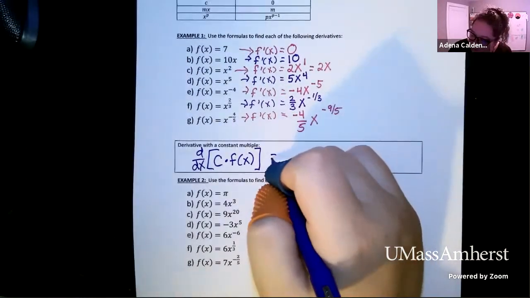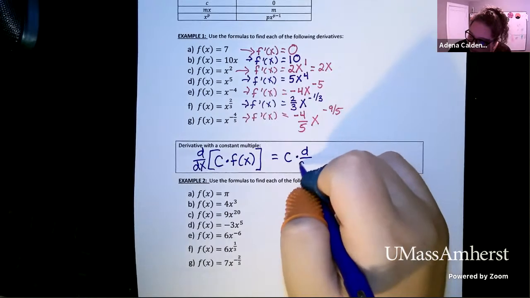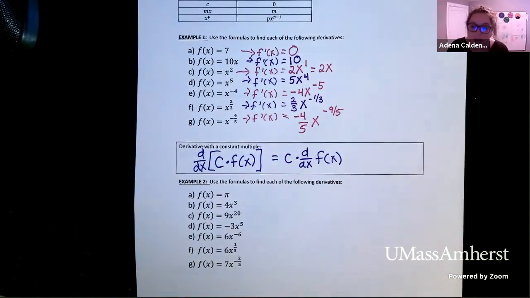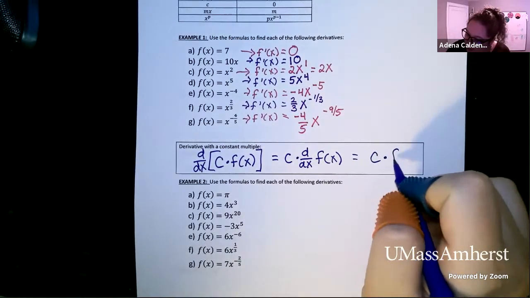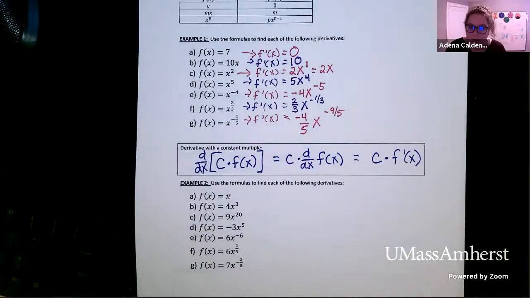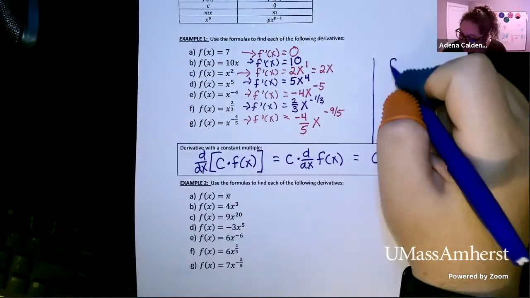It turns out that we can actually pull the constant out front, which means that when we take the derivative and there's a constant, the constant is going to multiply the derivative of the function. Okay, so what does that mean? Let's look at a quick example here.